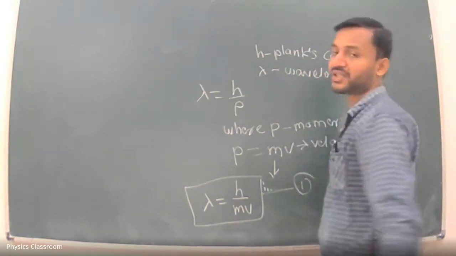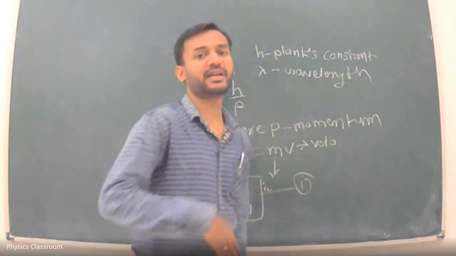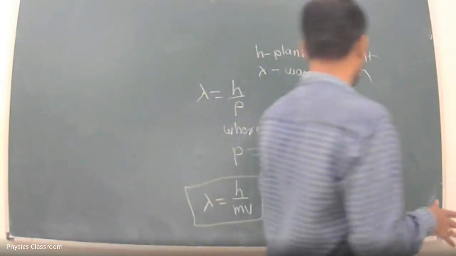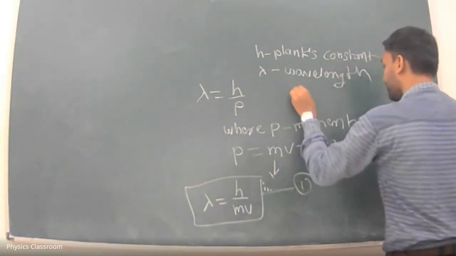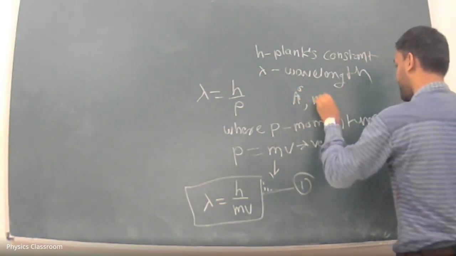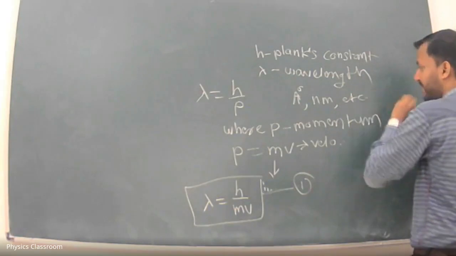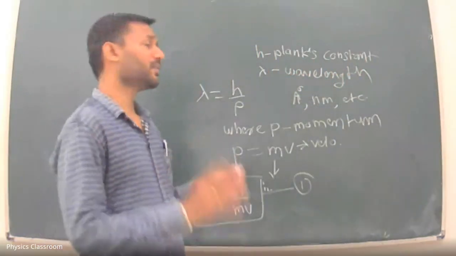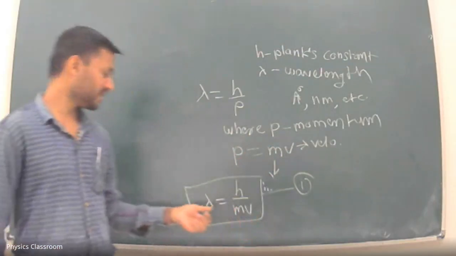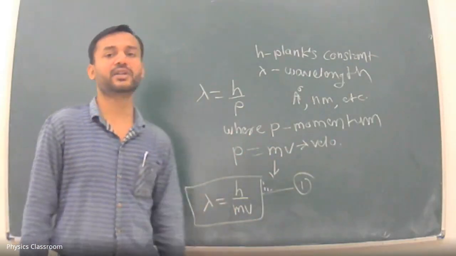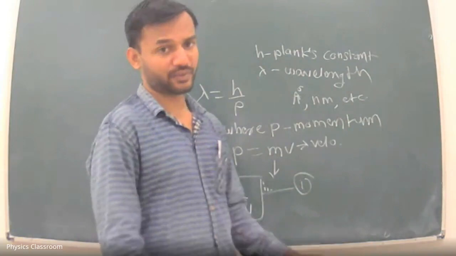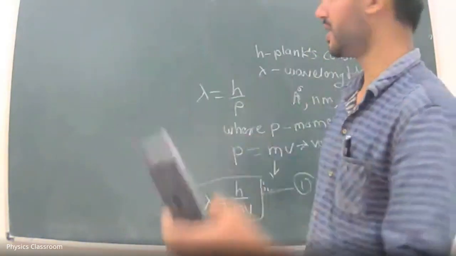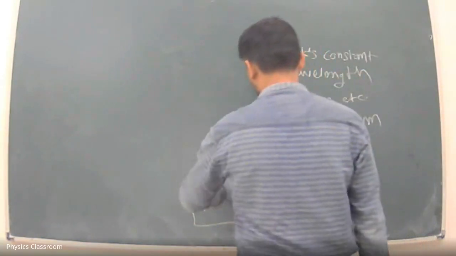Lambda is called the de Broglie wavelength, and all of you know the measurement units of wavelength: angstrom, nanometer, etc. There are a number of units to measure wavelength. The equation is lambda is equal to h upon mv, the de Broglie wavelength. In the previous lecture we already studied wave-particle duality and the de Broglie wavelength.